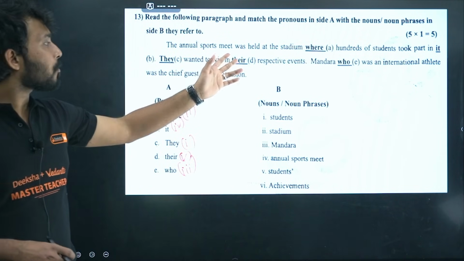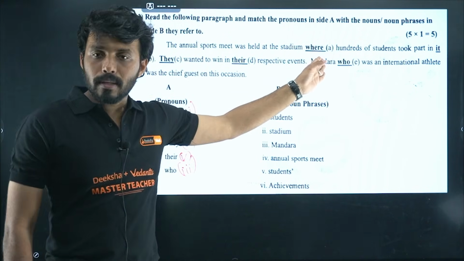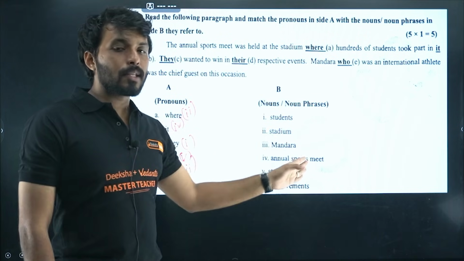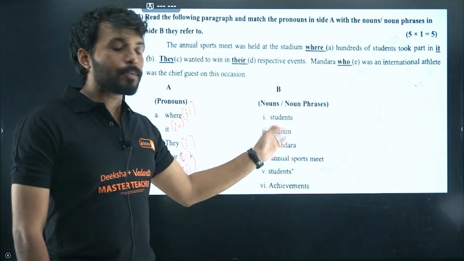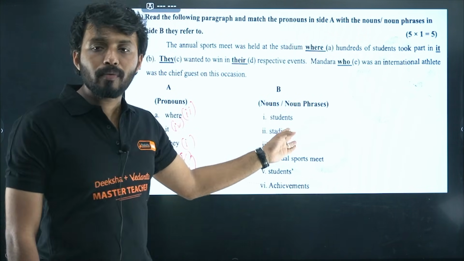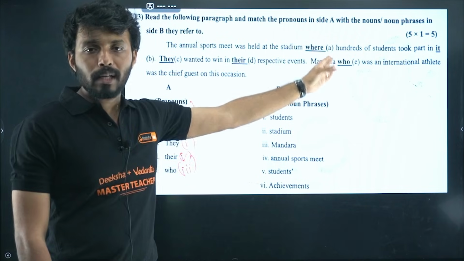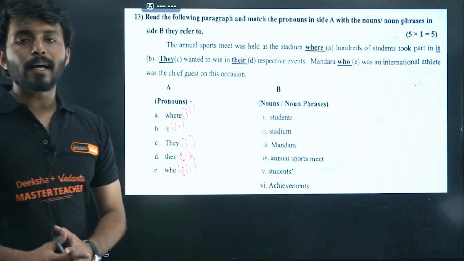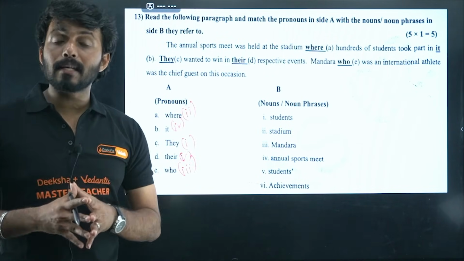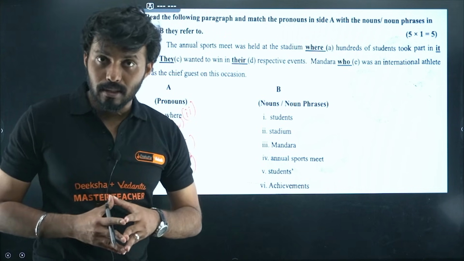You have to read it, and wherever the pronoun is given, you have to see column B, and substitute the respective noun or noun phrase with the pronoun given in the excerpt, okay? So that is the 5-mark question. It carries 5 marks, and it's a very easy question, so please do not skip it.